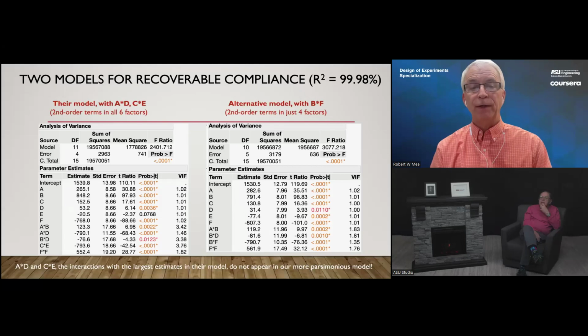So I'm going to fit another model. I also have all the main effects. I have only 3 two-factor interactions, and I have F squared. And these 2 models, the one in the paper and the one that I have fit, both have R squared of 99.98%.